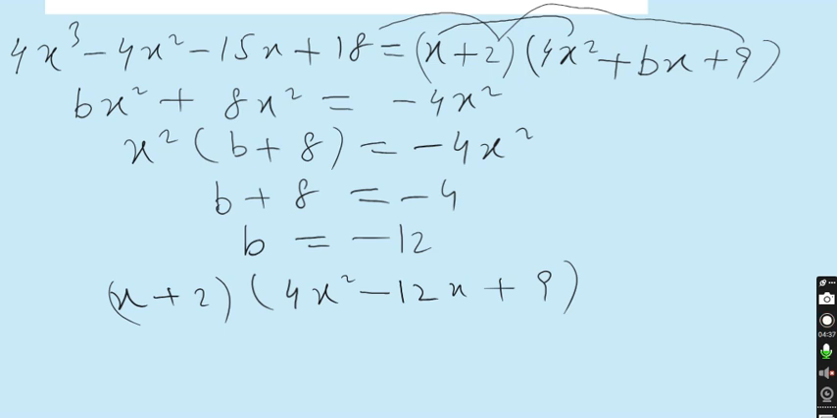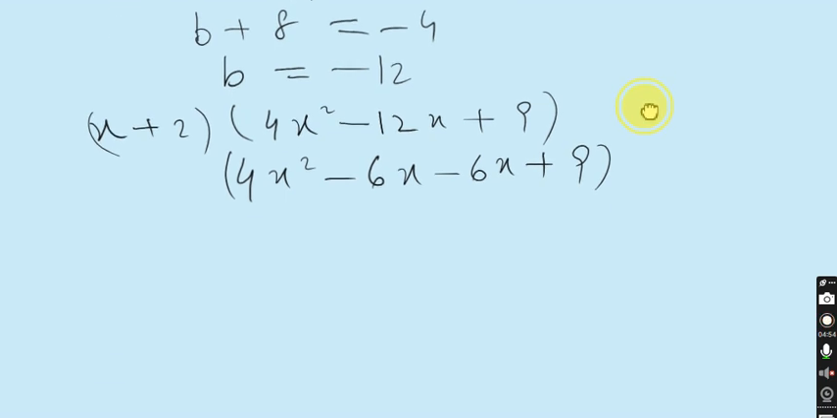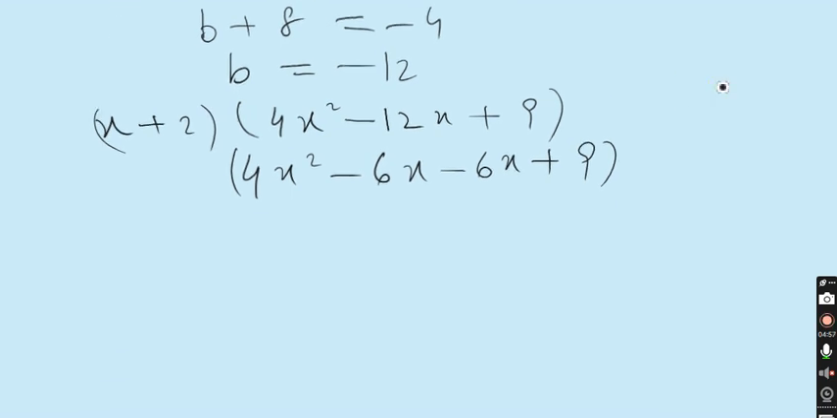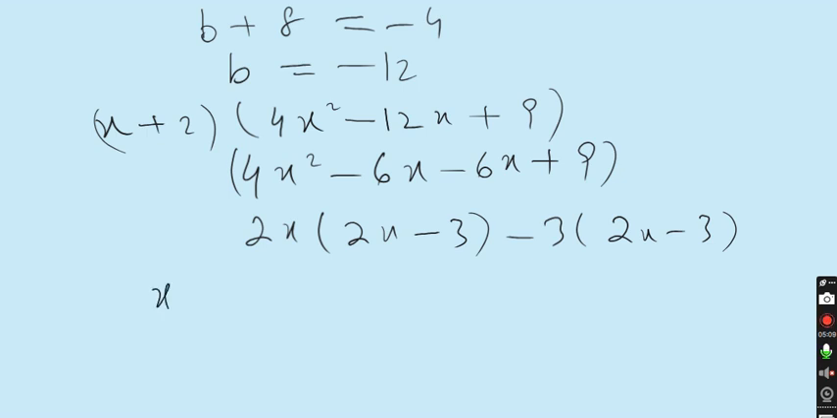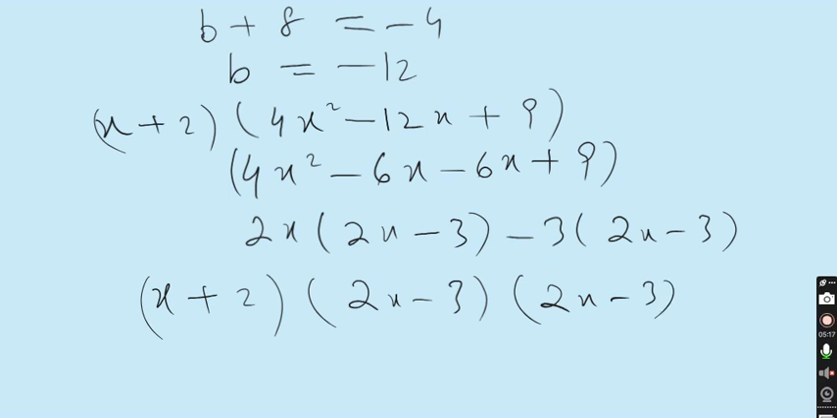Now factorize this quadratic factor. 9 fours are 36, and 6 sixes are 36. 6 plus 6 is 12. So 6x, I am applying the middle term break method. Taking 2x common, we will get 2x negative 3. Taking negative 3 common, 2x negative 3. Hence, x plus 2 into 2x negative 3 into 2x negative 3.